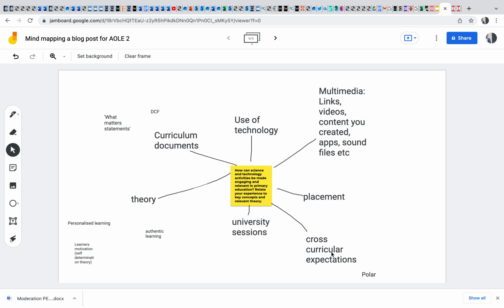So hopefully this has given you a bit of an idea, a bit of a structure to what we sort of anticipate for your blogs. There's no right or wrong way. I'm not saying you have to do it this way. You may choose to not write about science and technology, and that's absolutely fine. But just from some of your emails, you said that this would be quite useful.